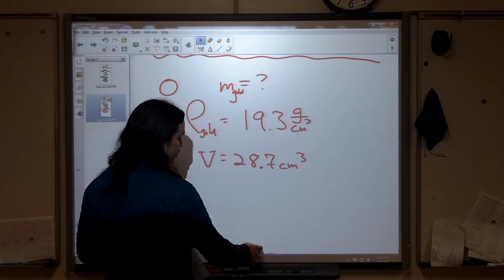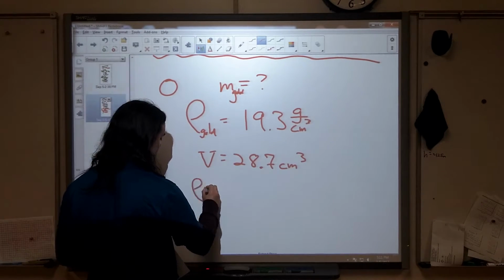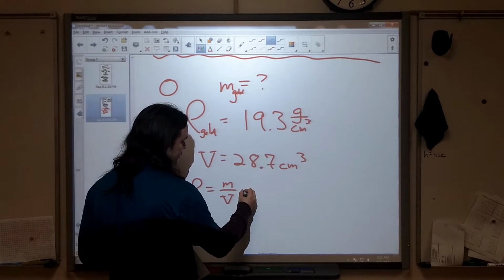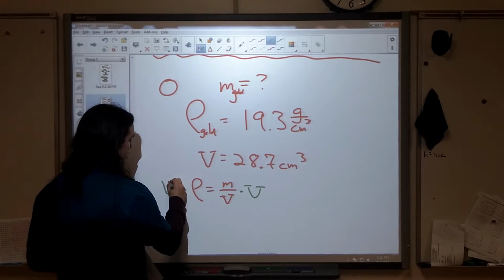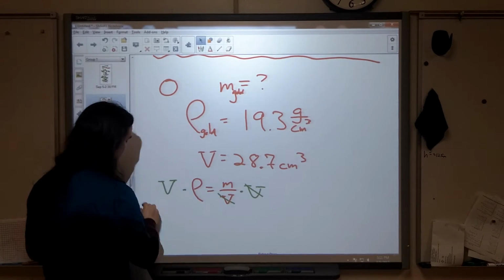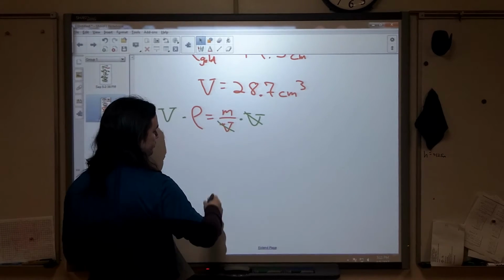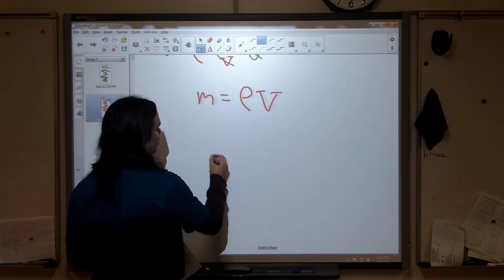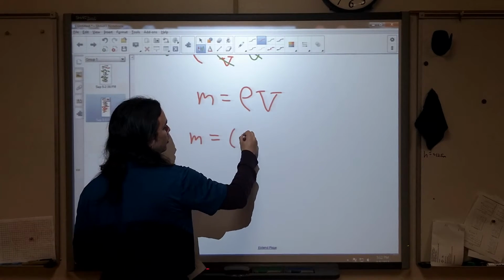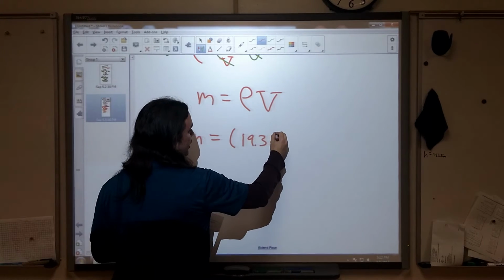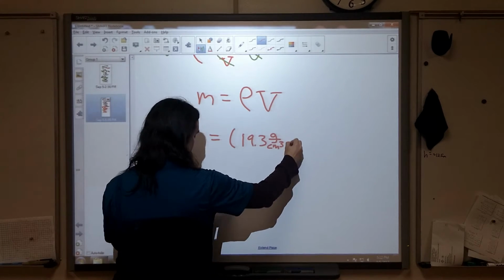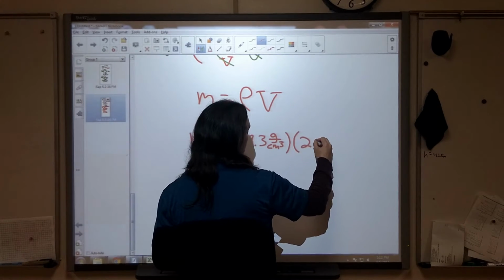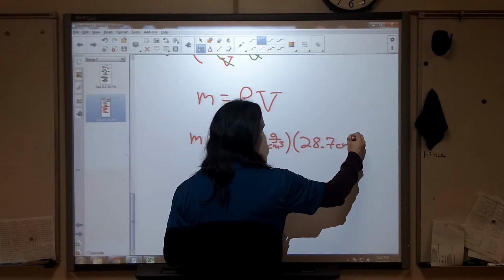All right, okay, so we know that the density is going to be equal to the mass divided by the volume, except this time I want to find the mass, so I'm going to get it by itself. I'm going to multiply both sides by volume. That gets mass by itself, and I get the following relationship: mass is equal to the density times the volume. Well, our mass will therefore be the density of gold, 19.3 grams per cubic centimeter, right? Yes. Times our volume, which we said was 28.7 cubic centimeters.